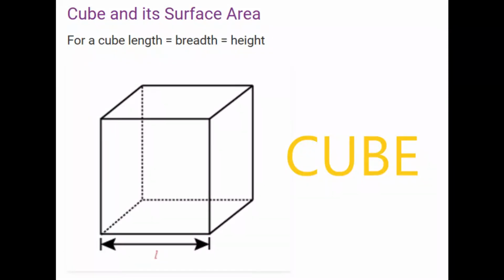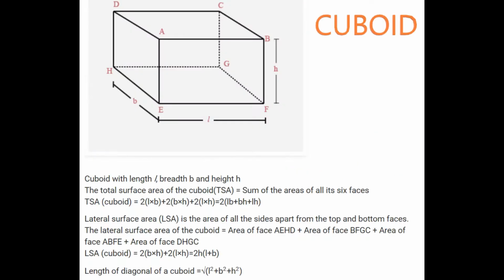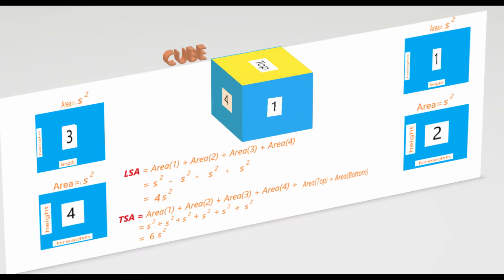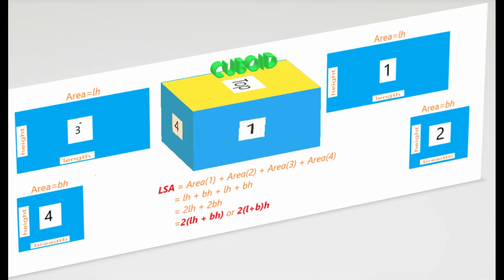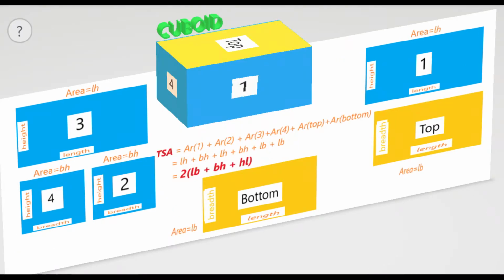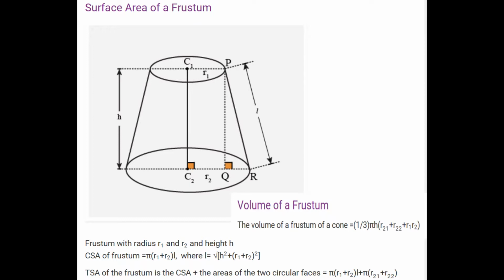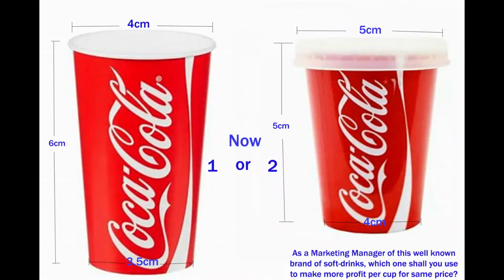Hello class 10. In the previous video presentation, we studied about cubes and cuboids, volume formula, lateral surface area formula, and also the total surface area and how they are being derived. And before that, you were shown the formula for frustum of a cone using a real life problem of a big company like the Coca-Cola.